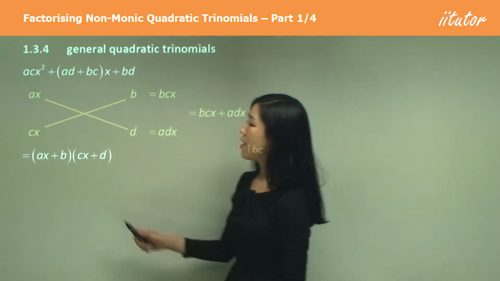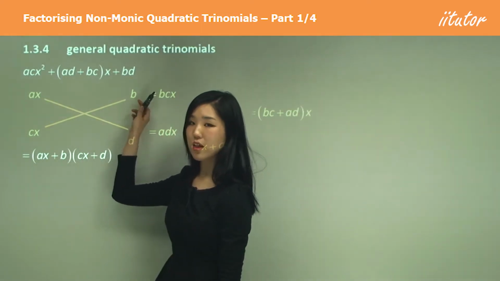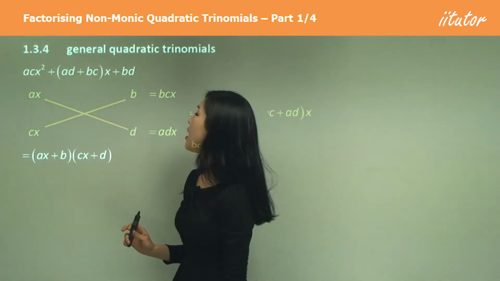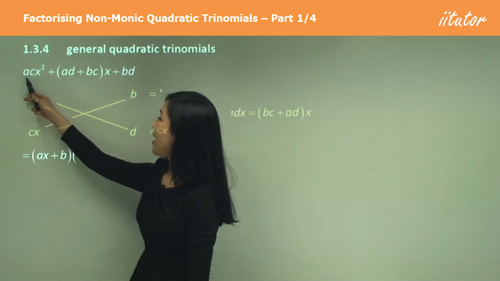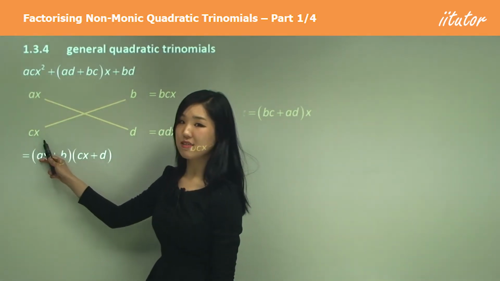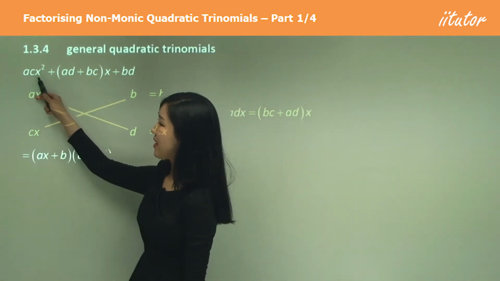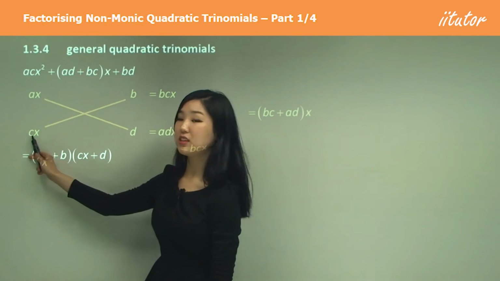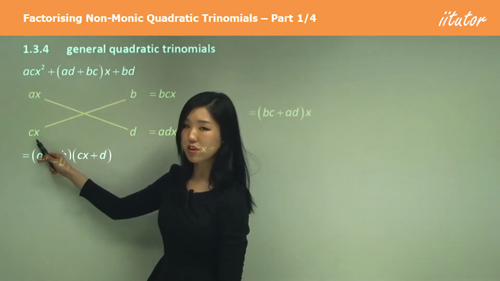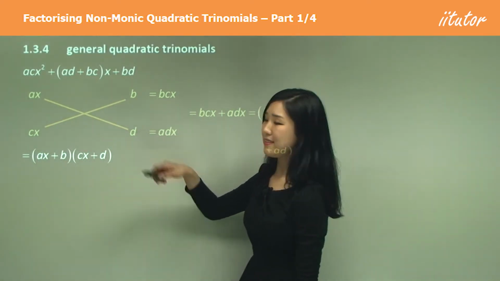But have a look. This time there's no common factor, so we can't actually factorize it like we did in the non-monic polynomials, quadratic, sorry. So this time acx squared will be ax times cx. X squared is still x times x, but ac this time will be a times c. So we have to put ax and cx. It's not just going to be x and x this time. And here we just do our b and d again.